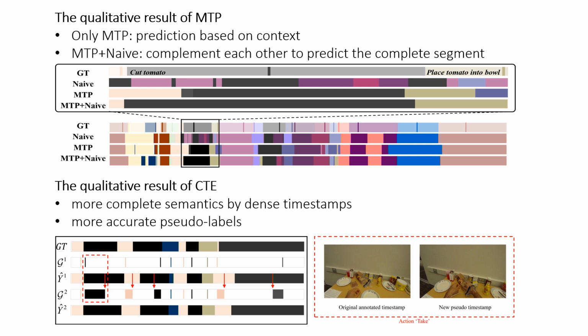And then the CTE module aims to reduce the representation bias of the model by expanding the pseudo timestamp groups that contain more semantic information of action segments. We visualize the generated pseudo labels as shown in the slide below.